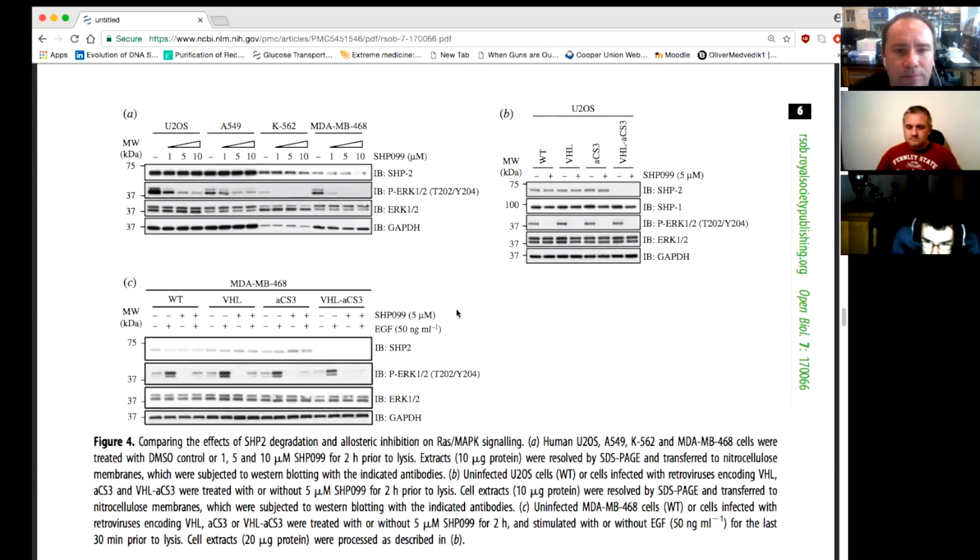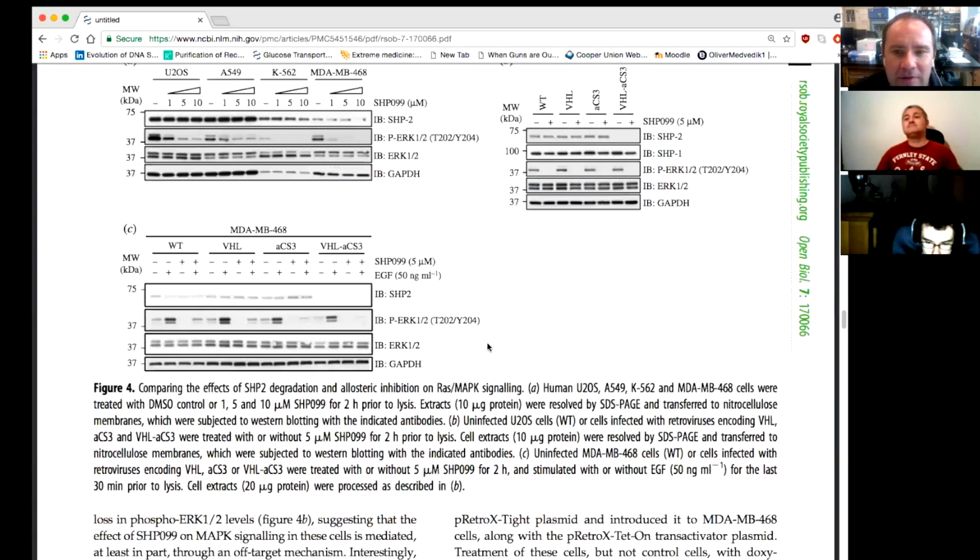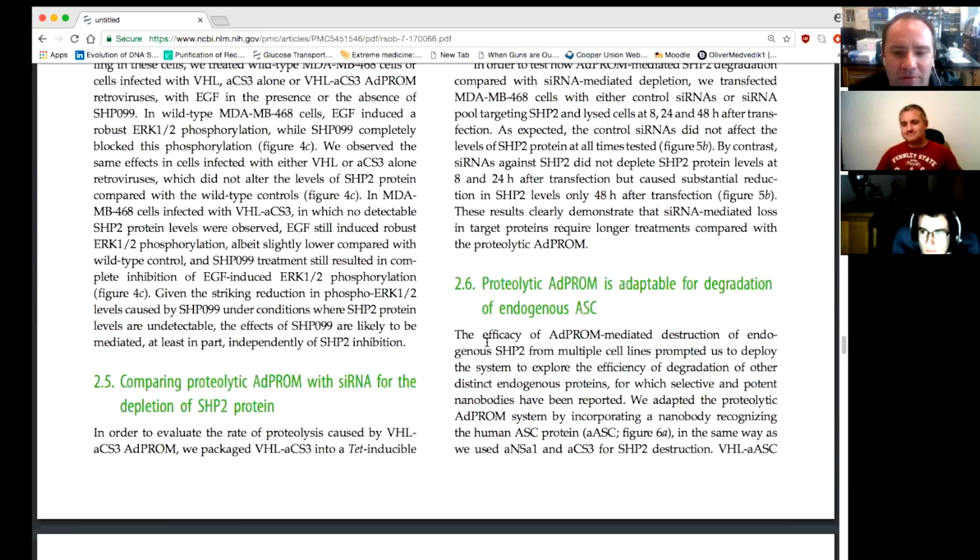Figure 4. So in figure 4, they look at more downstream signaling components. And I'm being told by my timer that I have 7 minutes remaining on my freebie here. So I'm going to apologize, I'm going to skip through figure 4. There's more blots.